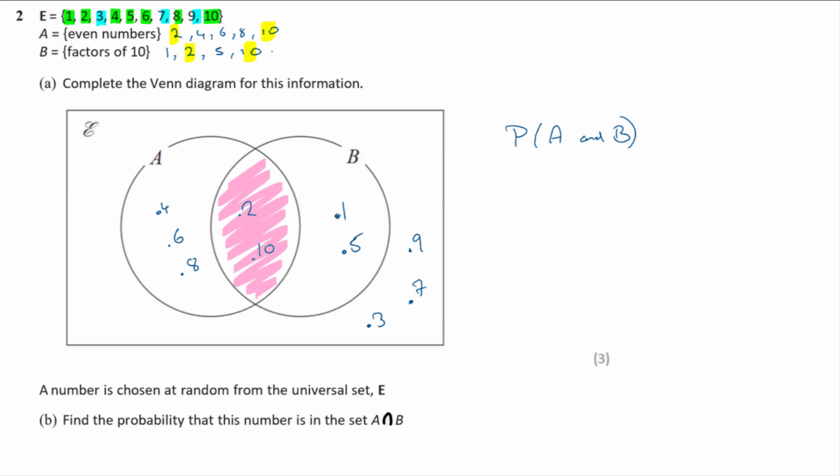Okay, so the probability of A intersect B is the probability of A and B, which is how many values are in that bit in the middle. There are 2. How many values are there altogether? There are 10. So my answer is 2 over 10.